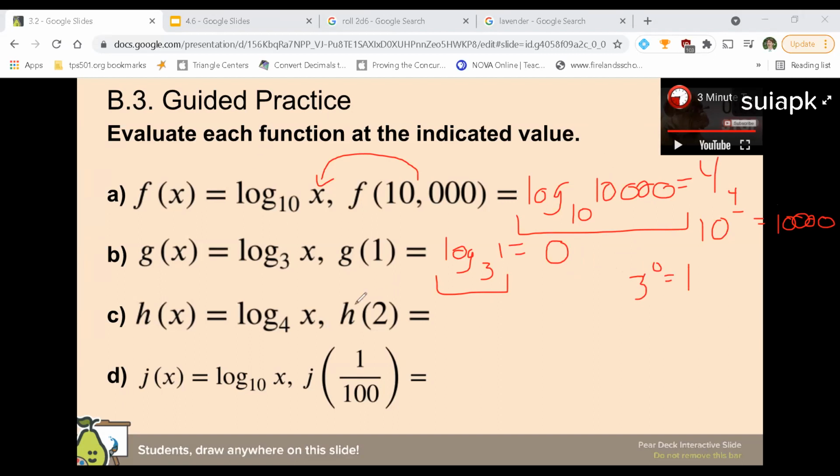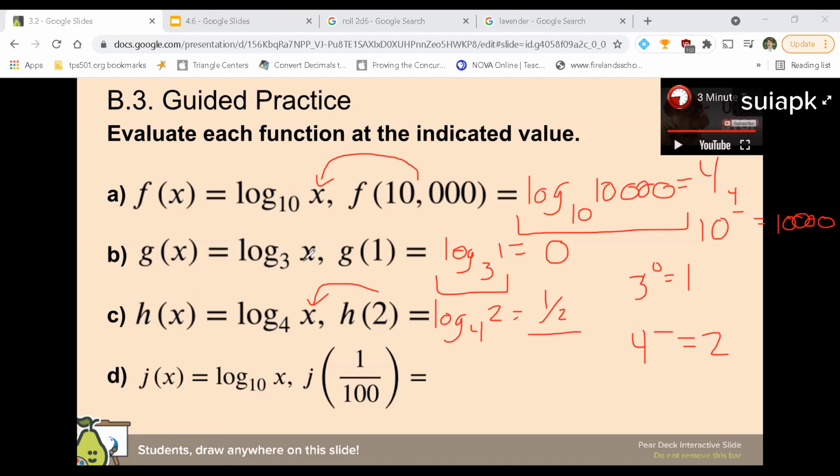All right, C. So we are asking if we plug in 2 for x, log base 4 of 2. What is that equal to? Well, that will be equal to 4 to the what power is 2. Did anybody get this one? 1/2, which is the same as square rooting. Remember that? 4 to the 1/2 power is 2, because that's a square root. A third would be a cube root, a fourth is a fourth root, a fifth is a fifth root.